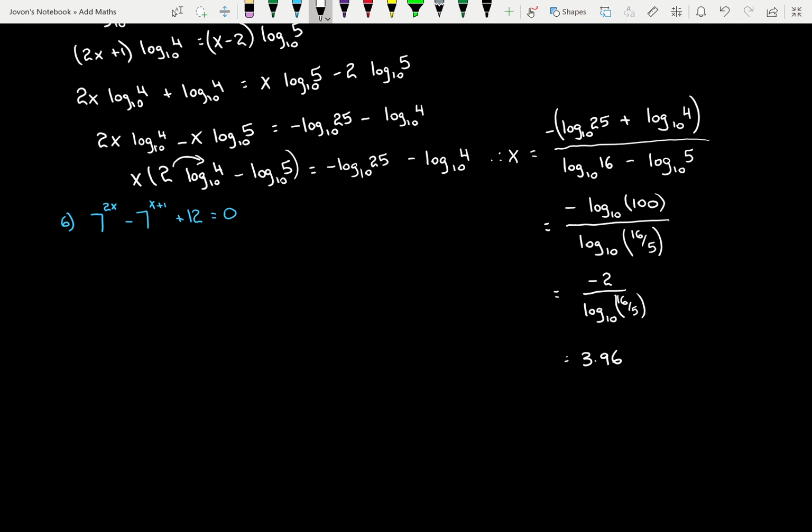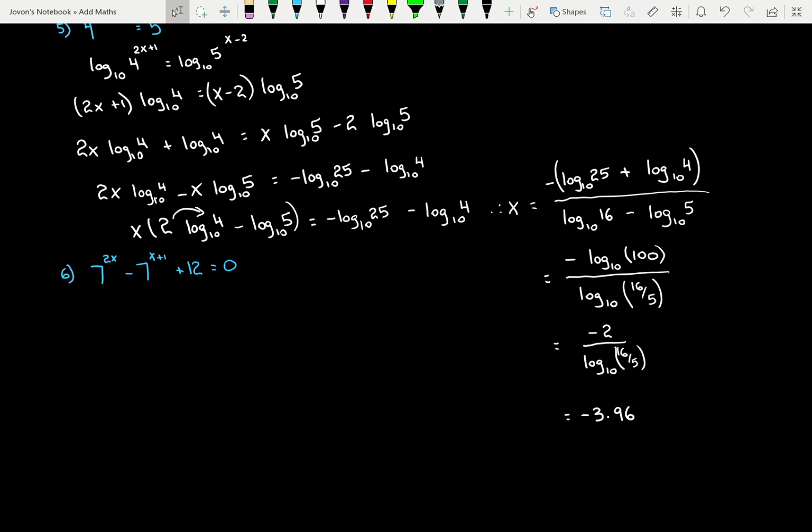So you should get roughly around 3.96 or negative 3.96. Whenever we go on the calculator, whatever you get, I believe it was negative 3.96 when I'm checking here, because it's minus 2. I'll just have to double check that, but I believe that is the answer.